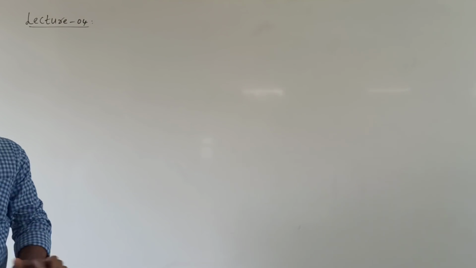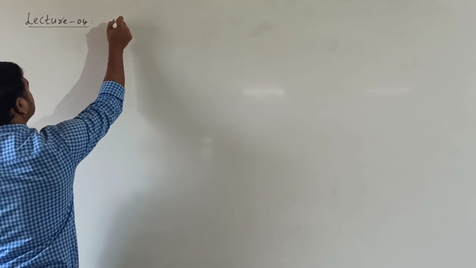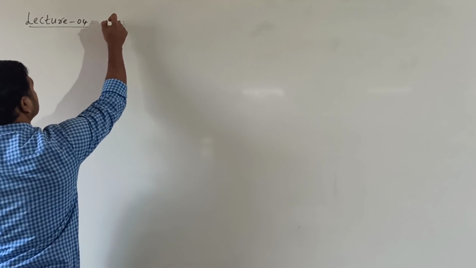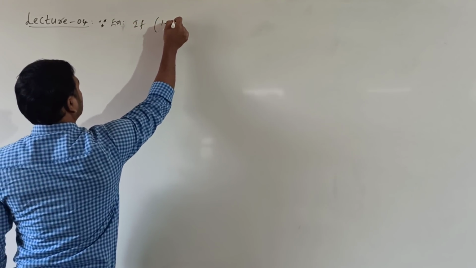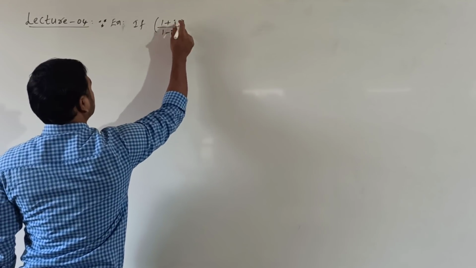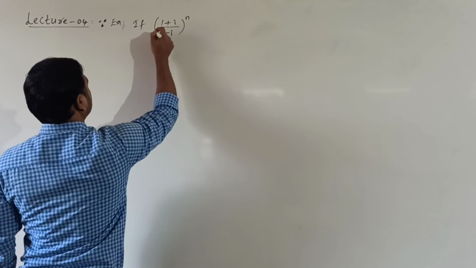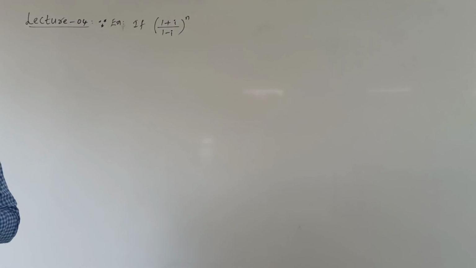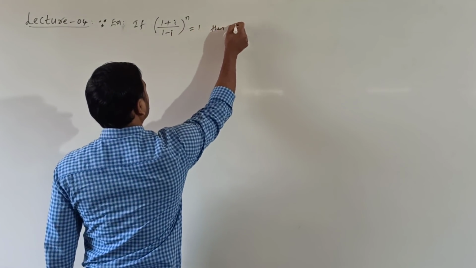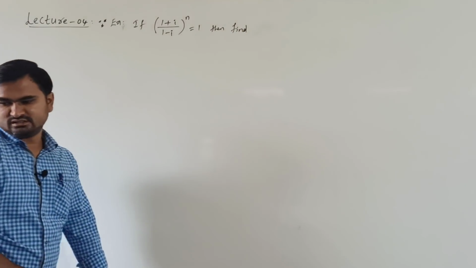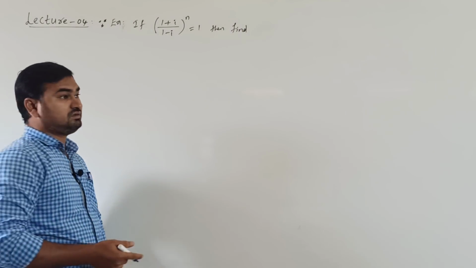Right. See the next question. Example. If (1 plus i divided by 1 minus i) whole to the power of n is equal to 1, then find the least positive integral value of n.